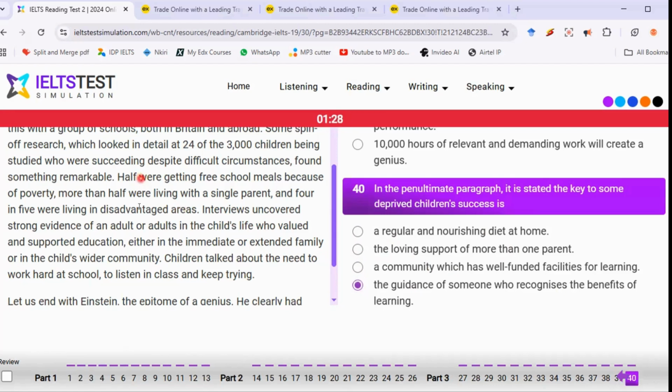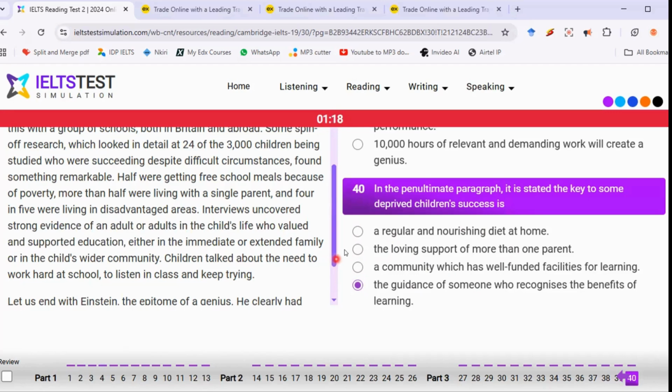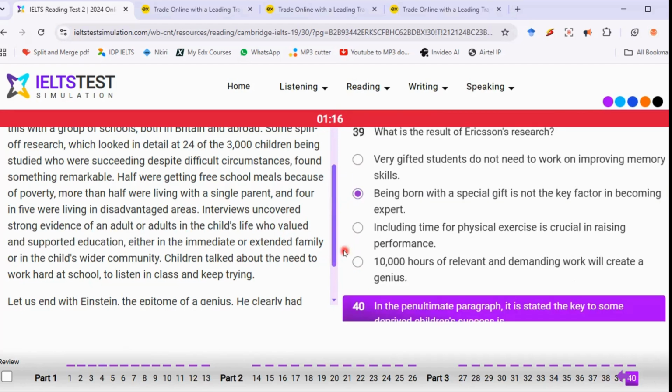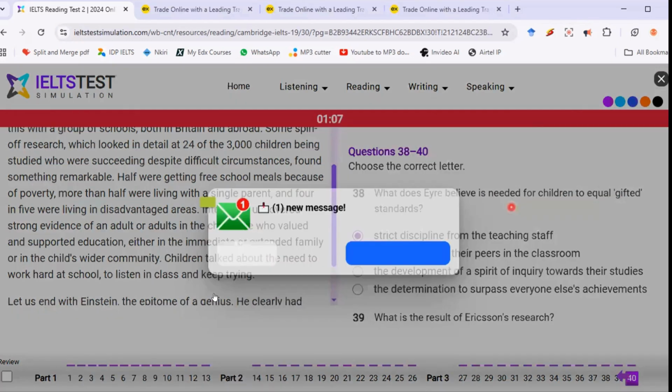Someone who understand the benefits of learning. That's, where is it now? Look at it here. Strong evidence of an adult who values and supports education. That's it. This number 40, I'm very sure the answer is D. So I've solved everything. The only one in this MCQ I'm not really sure of is this number 38. Needed for children to be equal gifted standards.